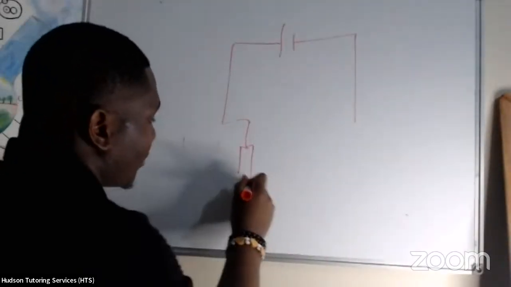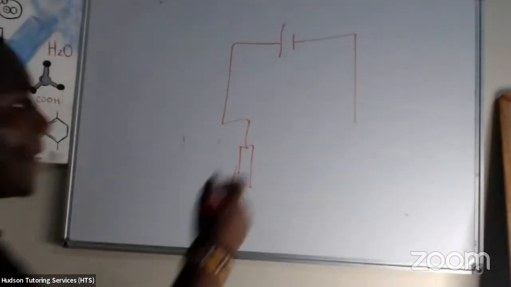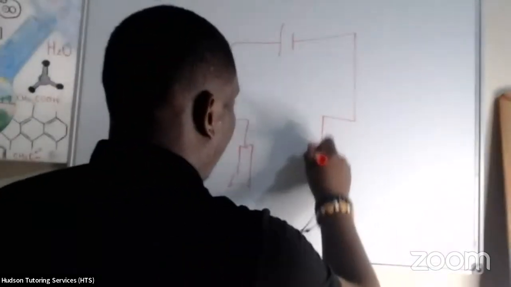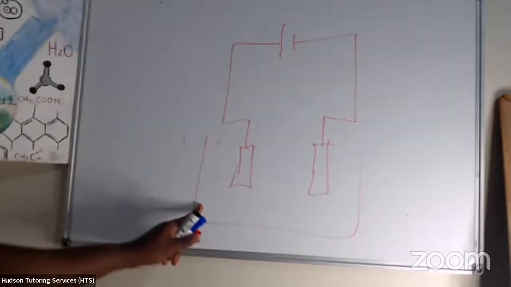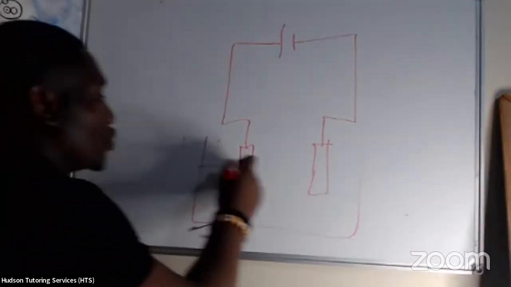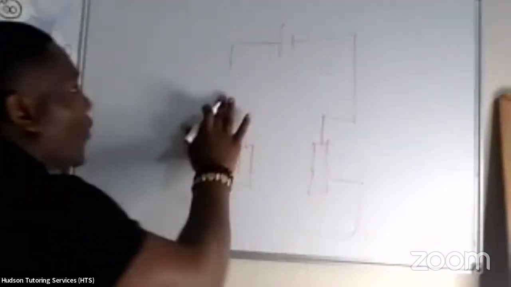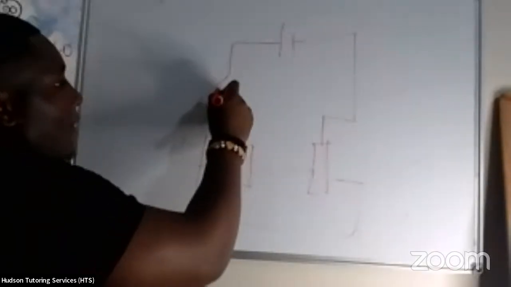I have the electrode. So I have the switch. I have the electrode. I have our electrolyte in solution. I have the switch here. I will also have our light bulb or our ammeter.